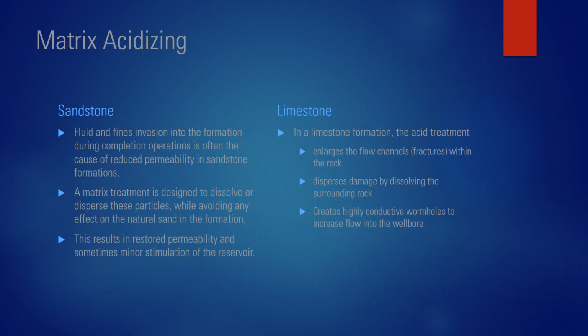In sandstones, fluid and fines invasion into the formation during completion operations is often the cause of reduced permeability in sandstone formations. A matrix treatment is designed to dissolve or disperse these particles while avoiding any effect on the natural sand in the formation. This results in restored permeability and the sometimes minor stimulation of the reservoir. In a limestone formation, the acid treatment enlarges the flow channel fractures within the rock. It disperses damage by dissolving the surrounding rock, and creates highly conductive wormholes to increase flow into the wellbore.